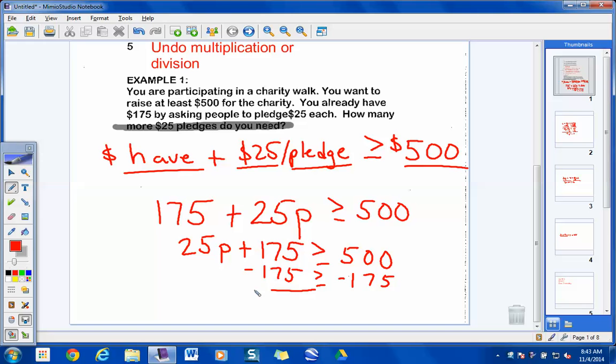Okay, so help me with this. What are the 175s doing to each other on the left? Gone. So I have 25P greater than or equal to, somebody help me, 500 minus 175, what is that? 325, right? Guys, keep in mind, if I ever add or subtract values, does that ever switch this inequality sign at all? Not under addition or subtraction. Now, when we get to this part, it says undo multiplication or division. The only time you would flip that is if you were multiplying or dividing by what kind of a value? A negative.